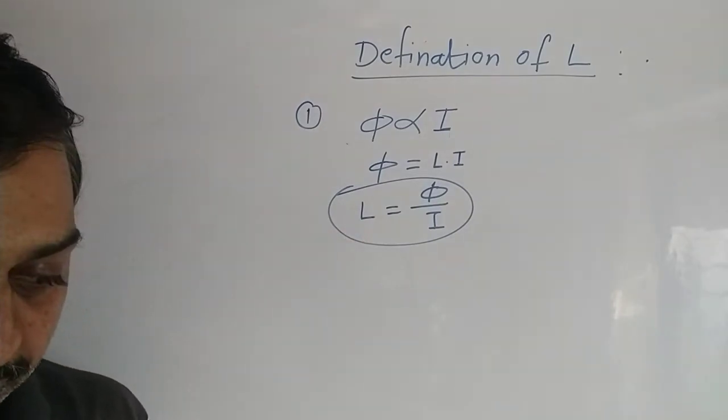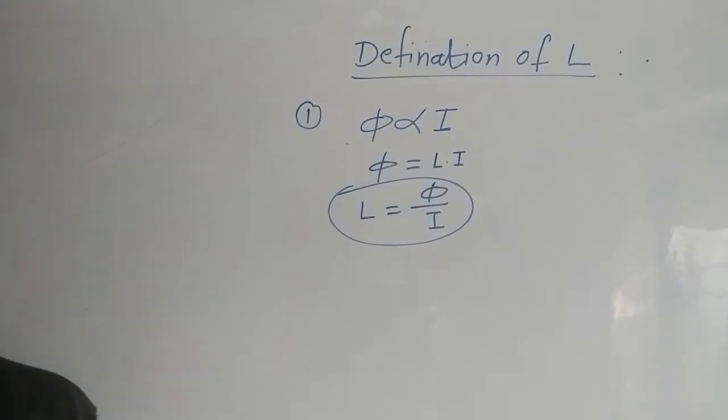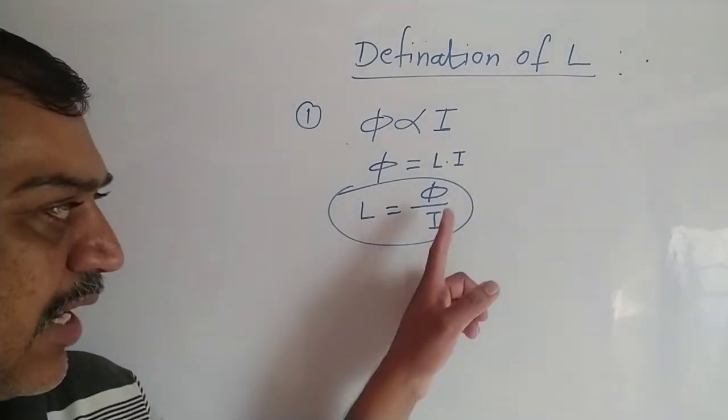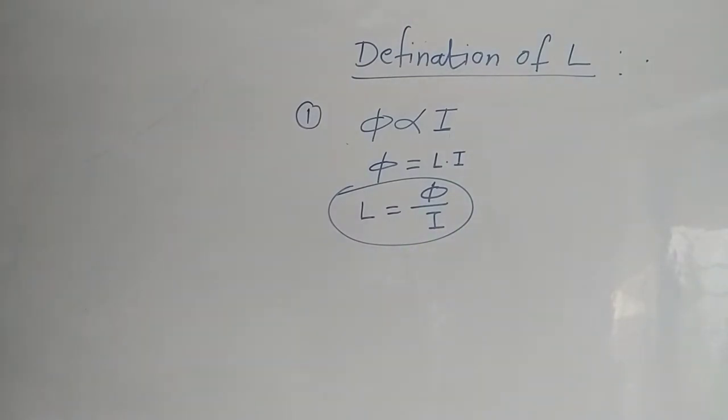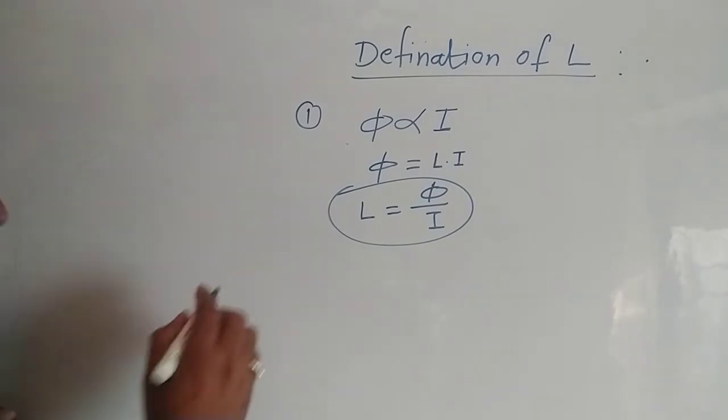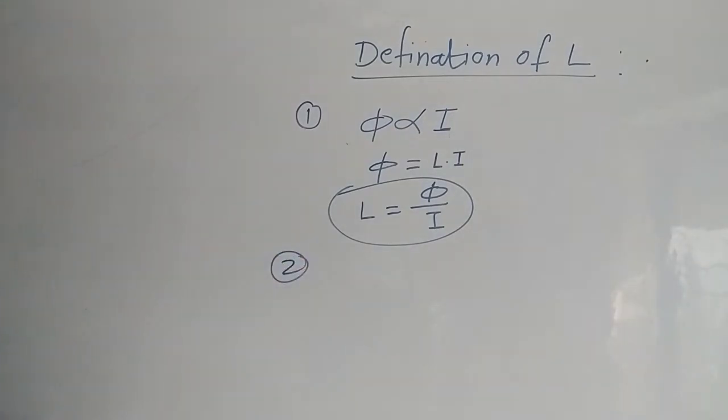The same thing is given in your book: the magnetic flux produced per unit current flowing through the same coil is called self-induction. This is one of the definitions that we have taken. Let's go to the second definition according to the book.